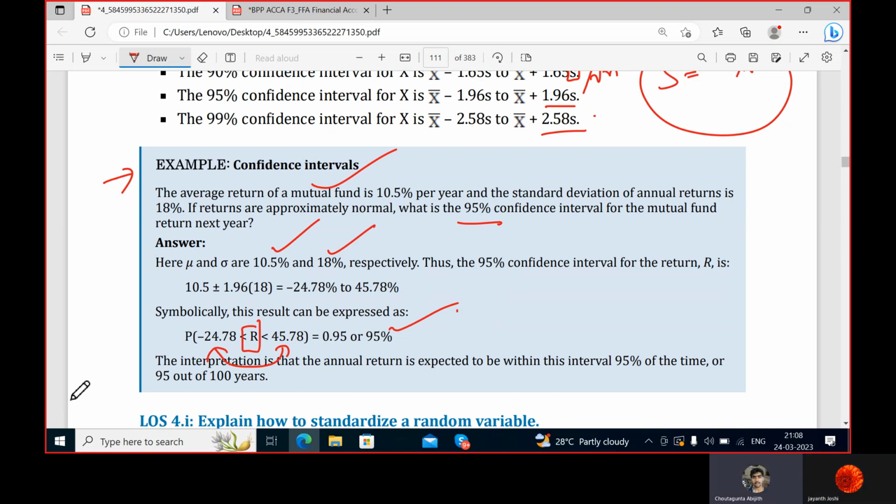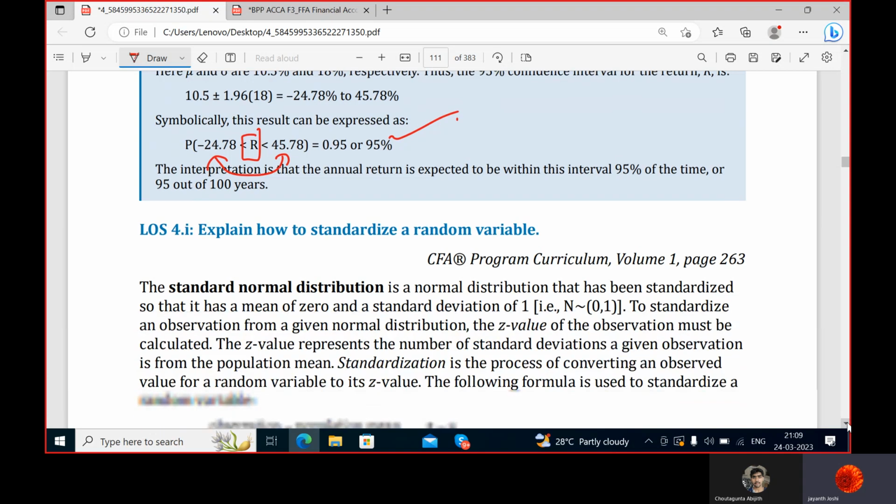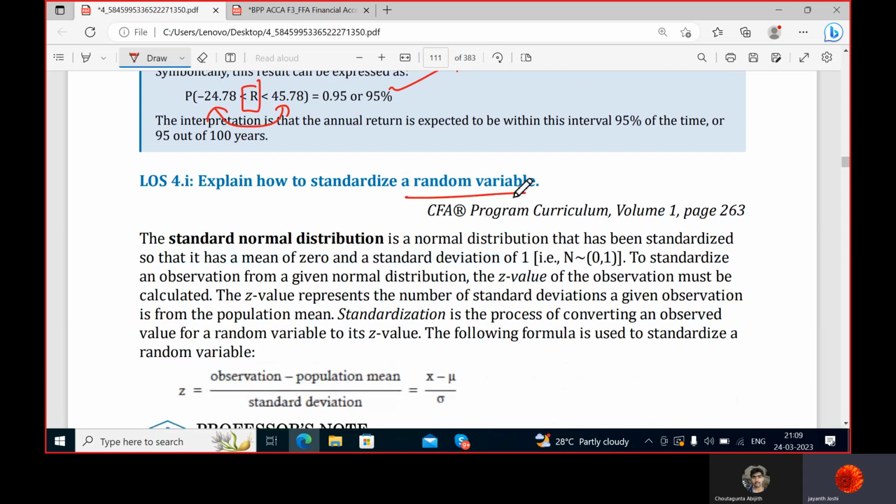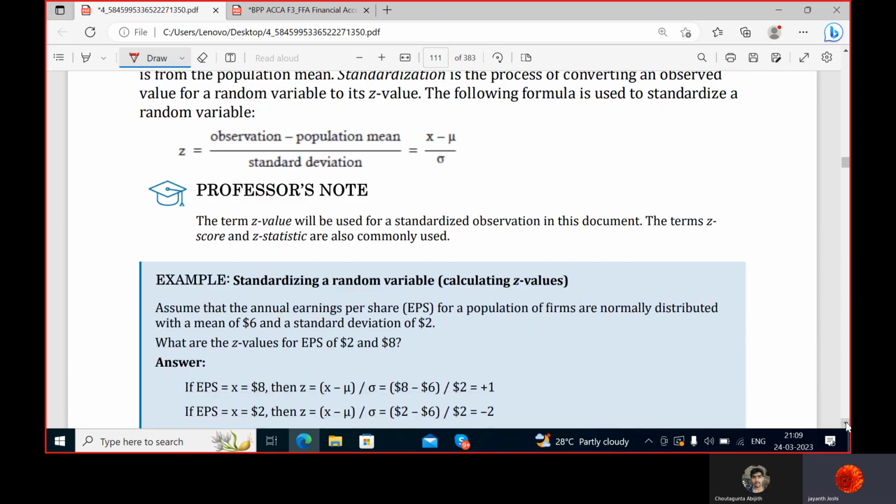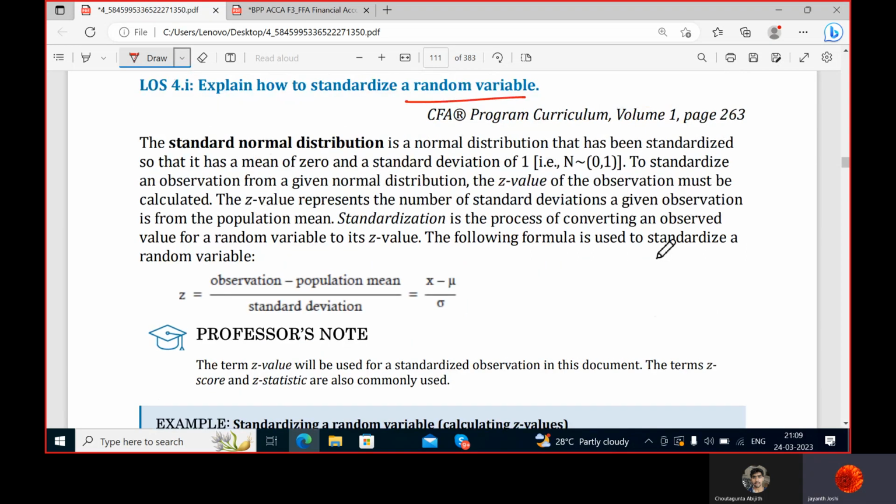Yeah, we can move on. Now the next concept coming to you is standardizing a random variable. So why is there a need to standardize, Abhijit? For comparisons. Yeah, see, if you have a very big data, and I see this standard normal distribution, just wait a second, Abhijit.